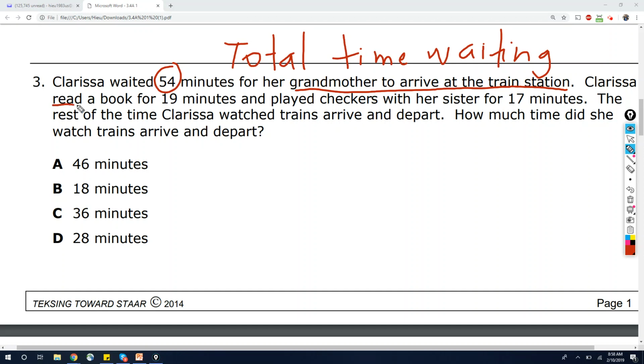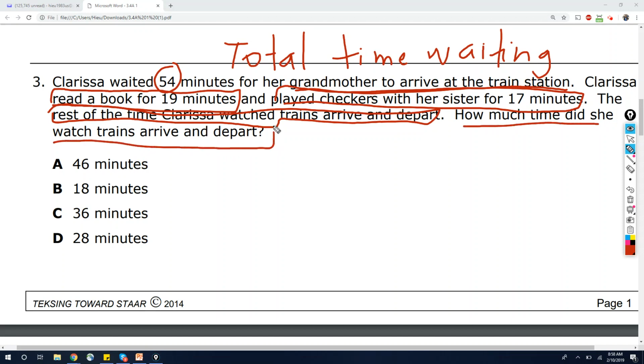she read a book for 19 minutes. She played checkers with her sister for 17 minutes, and the rest of the time she watched trains depart. Okay, so how much time did she watch trains arrive and depart? So now take a look as you're boxing. We know first she did what? Read for 19 minutes. So this is 1. Then she played checkers. This is 2. And then the rest of the time, what is the rest?